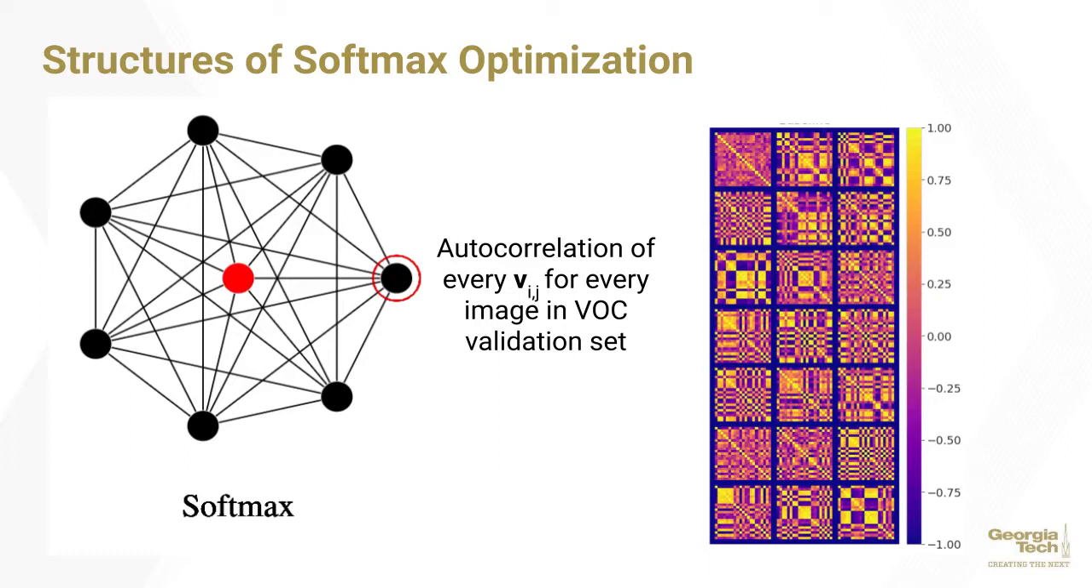The results of this complex struggle can be seen when visualizing the autocorrelation matrix for each class's vector v. Notice the least complex is the top left, which is background. This is likely caused by the prevalence of background as a class in every training example.